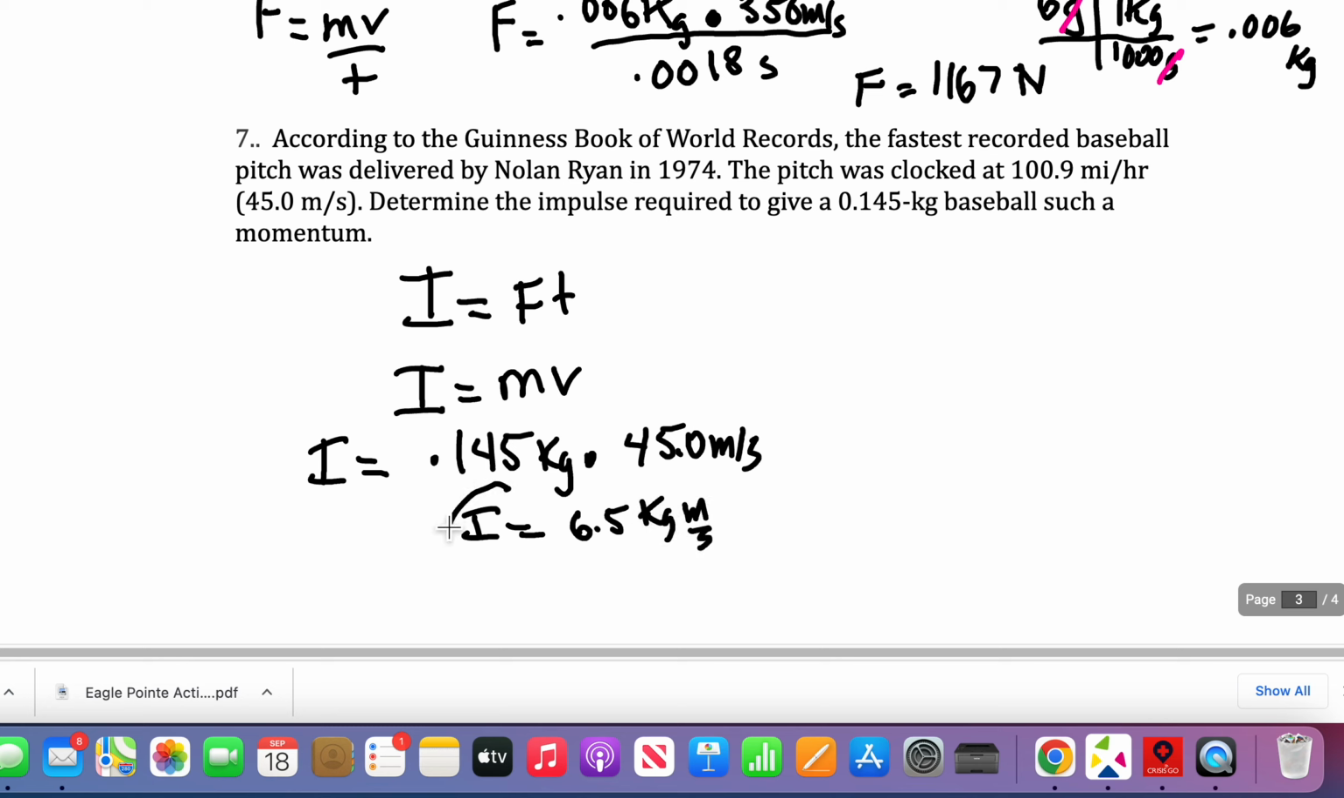So that's what the answer would be. That's the change in the momentum, basically the mass times the velocity. So that's what the impulse is. All right, that's it for page 3.